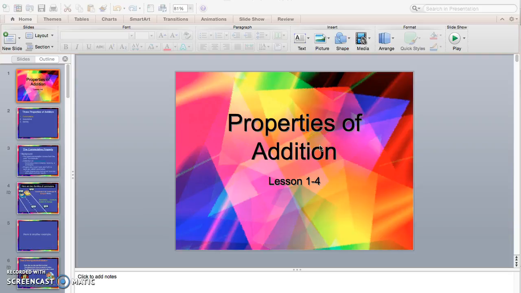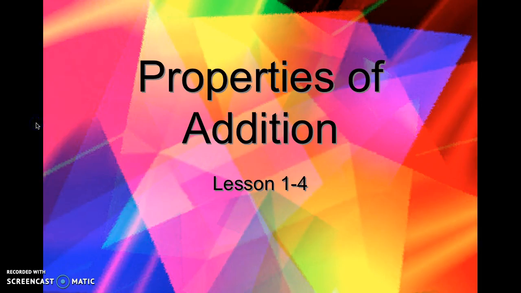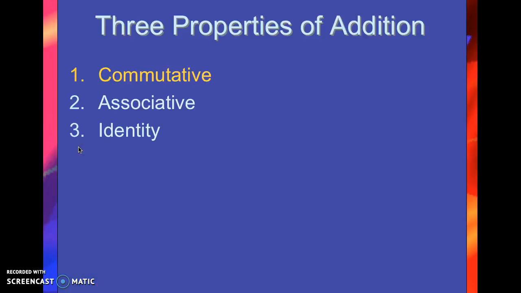Today we're going to be talking about the properties of addition. You can find this in lessons 1 through 4. This is appropriate for grade levels 3rd through 5th grade. There are 3 properties of addition: commutative, associative, and identity.